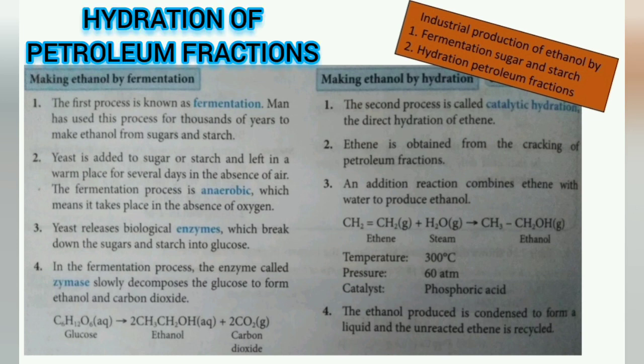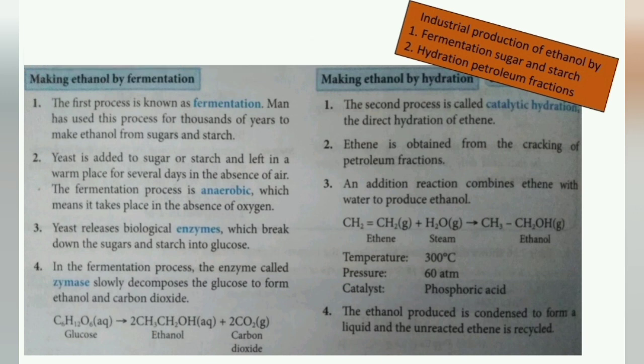Number 2, making ethanol by hydration. It is called catalytic hydration, the direct hydration of ethene. Ethene is obtained from the cracking of petroleum fractions. An addition reaction combines ethene with water to produce ethanol. The conditions needed are a temperature of 300 degrees Celsius, a pressure of 60 atmospheres, and phosphoric acid as a catalyst. The ethanol produced is condensed to form a liquid and the unreacted ethene is recycled.